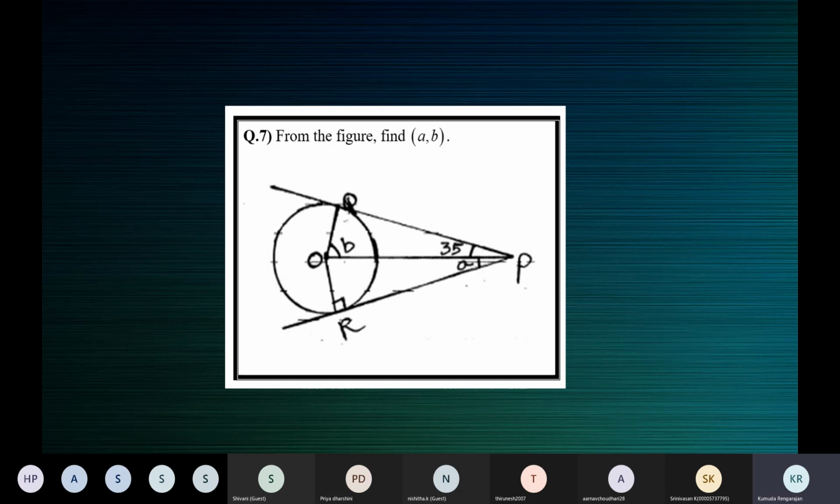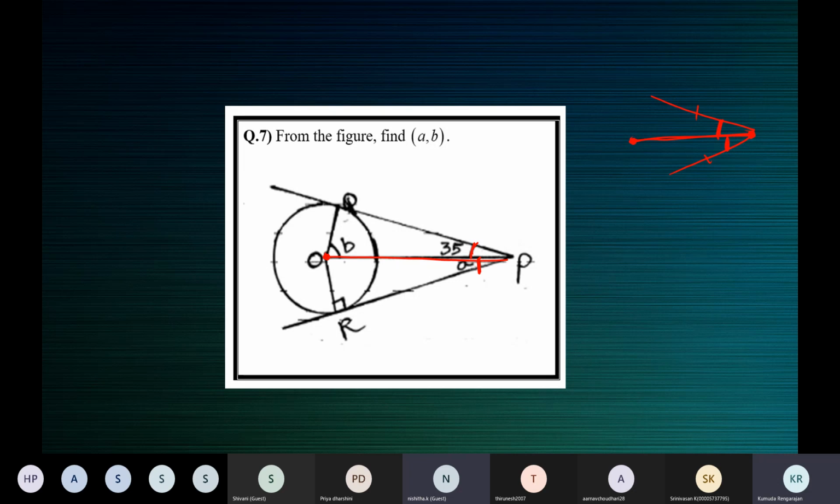Yeah, because equal tangents are equally inclined to the line segment joining the center and the external point. This angle is equal to this angle because this is the line segment joining the center and the external point. These are the tangents. These two angles will be equal. A is 35 degrees. You can just state that theorem and write A is equal to 35 degrees.